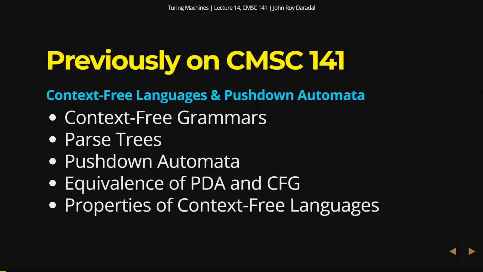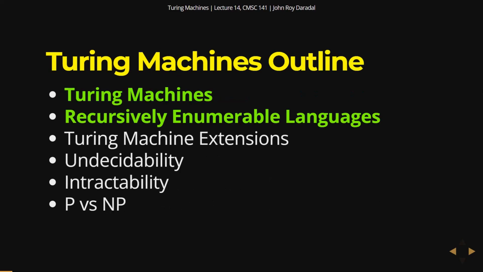Previously, we discussed the second part of ComSci 141, which is about context-free languages and pushdown automata. We talked about context-free grammars, parse trees, pushdown automata, the equivalence of PDA and CFG, and the properties of context-free languages. Now, we will move on to the third and last part of ComSci 141, which is all about Turing machines and recursively enumerable languages.